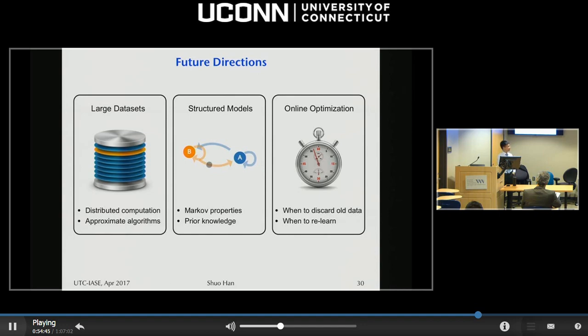So when you do this, some of the techniques that can be applicable, for example, to the distributed computation, or you don't compute the result exactly, but rather use some approximation algorithms. And the second thing, which I think is also related to large data set, or in terms of helping the algorithm run faster, is to exploit some structure of the underlying stochastic phenomenon.